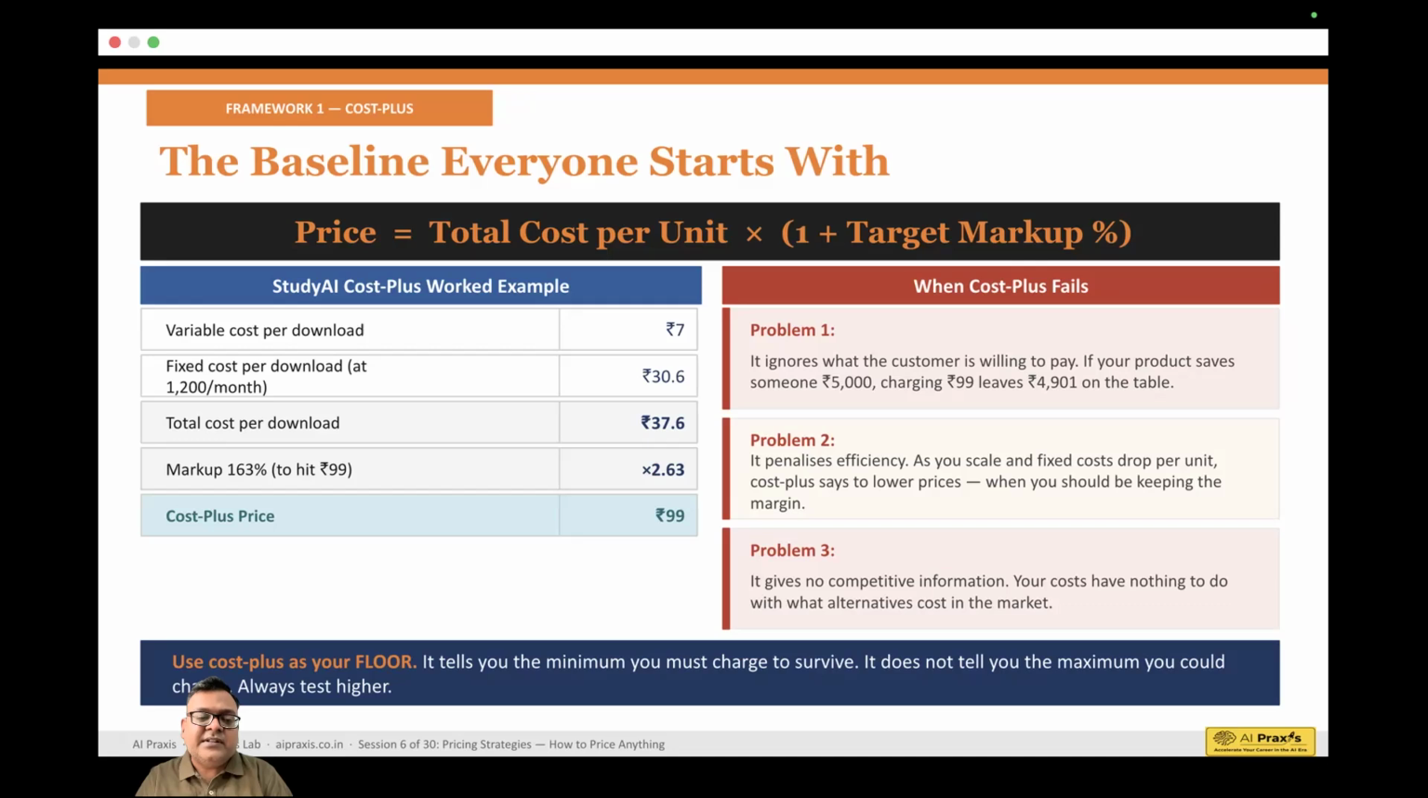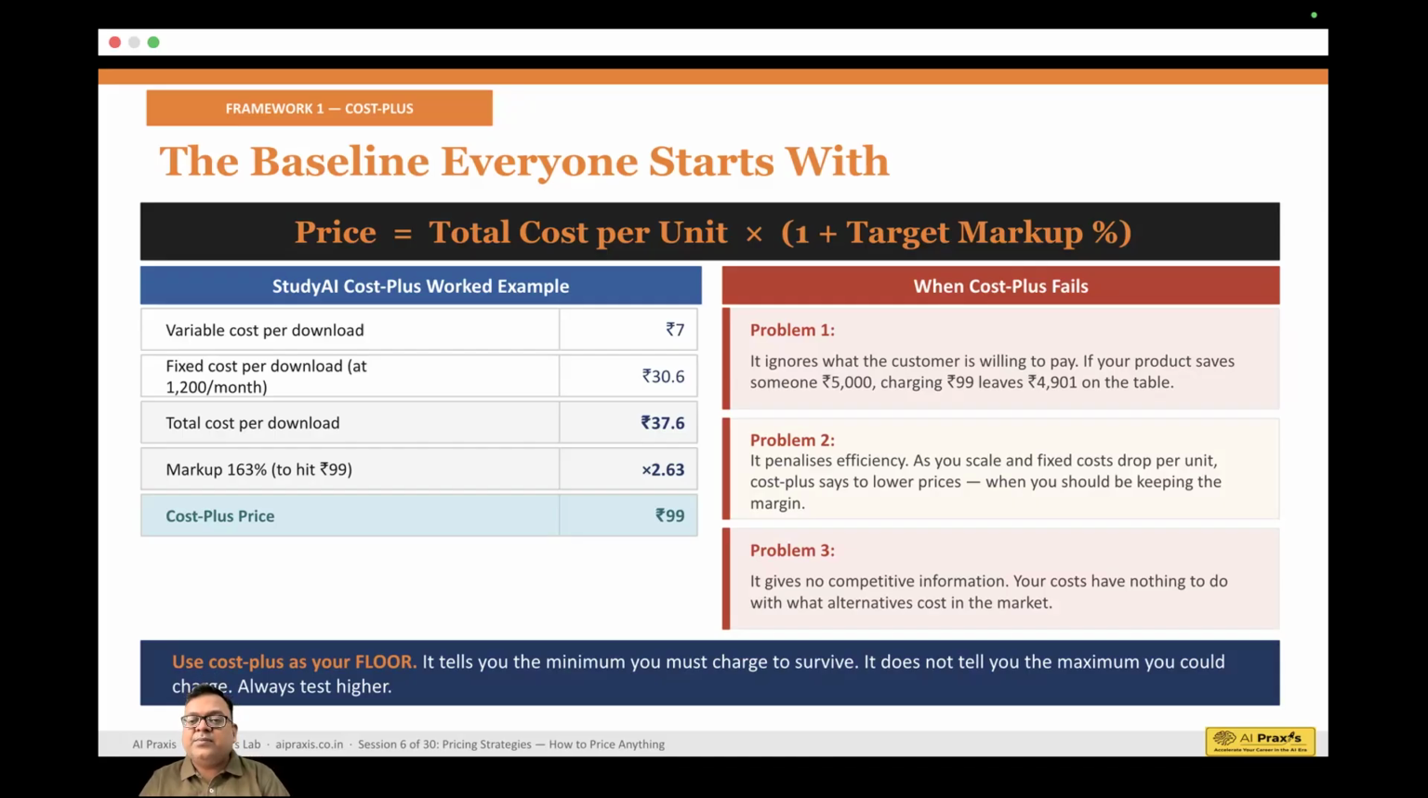So the markup is very simple. It's actually 163% to hit 99, which is 2.63 times. Put the price there in the same equation as 99. The total cost, if you want, you can put it as 37.6. And you'll get your target market markup percentage, which is 163%.